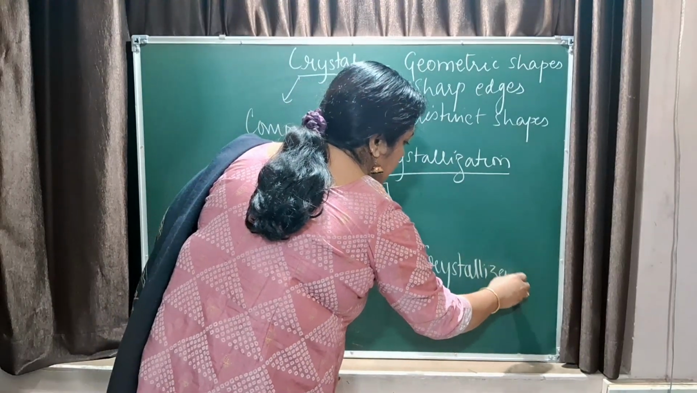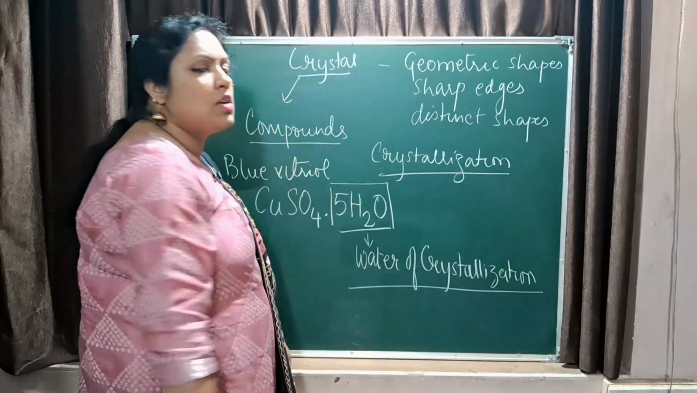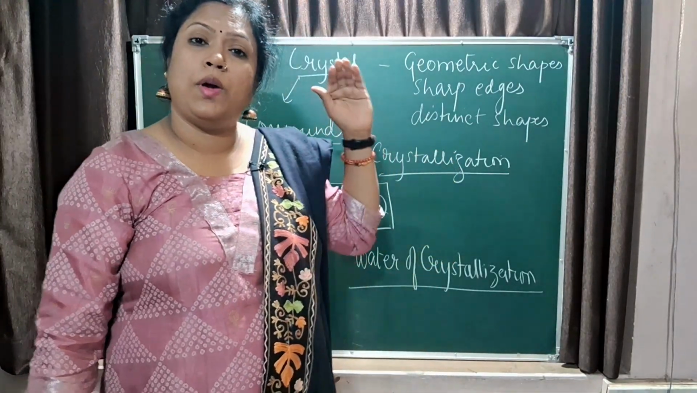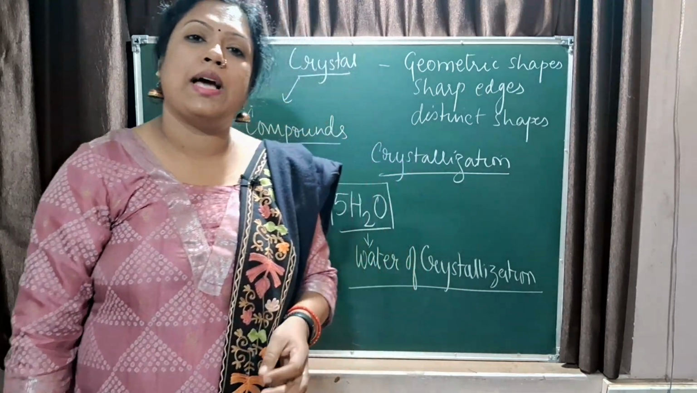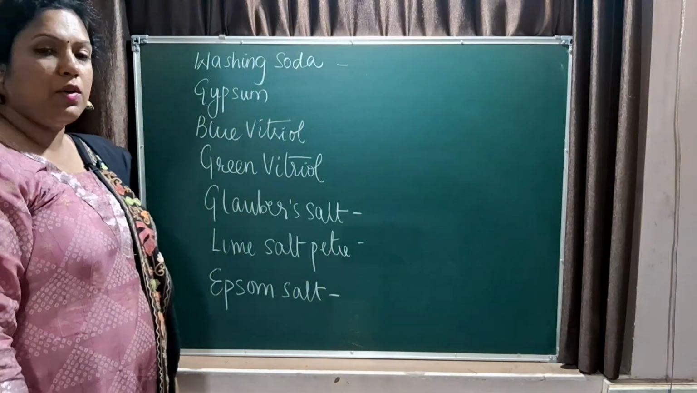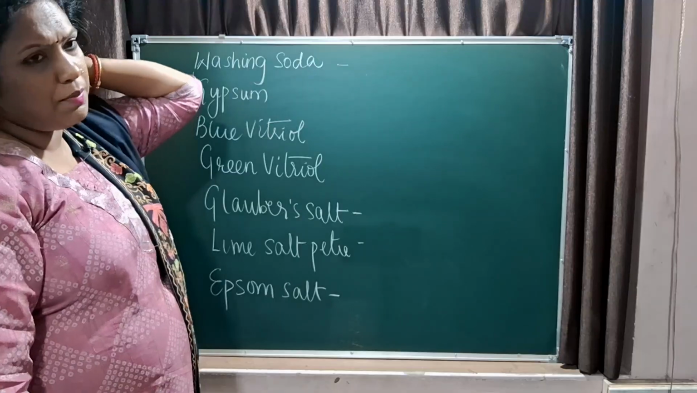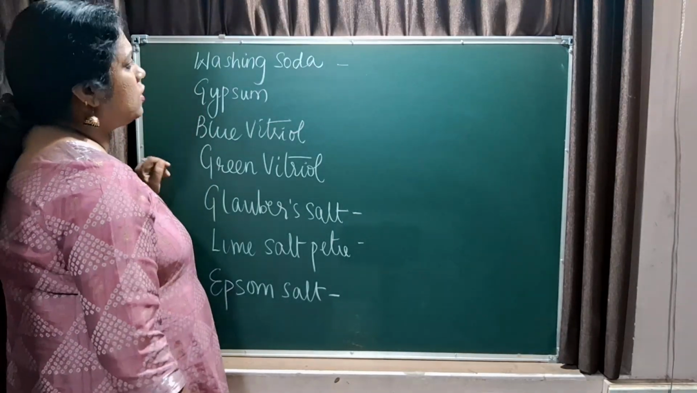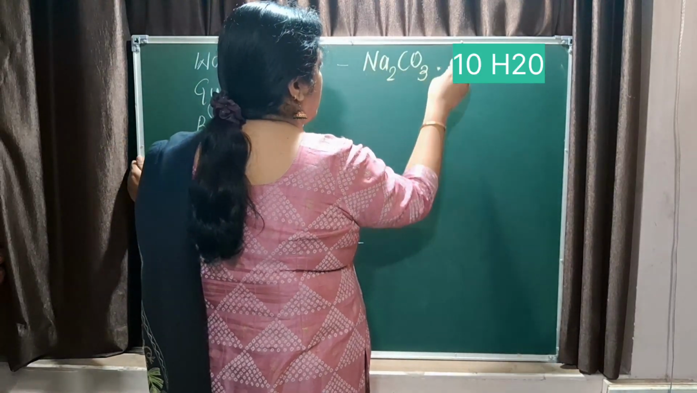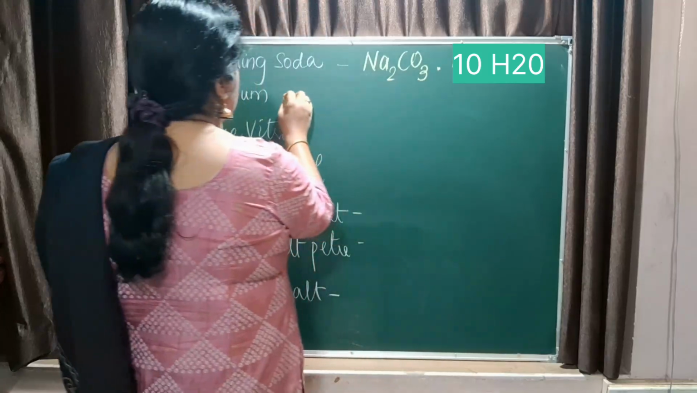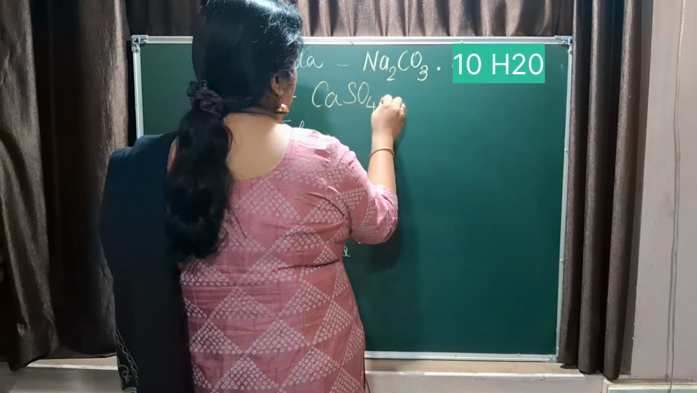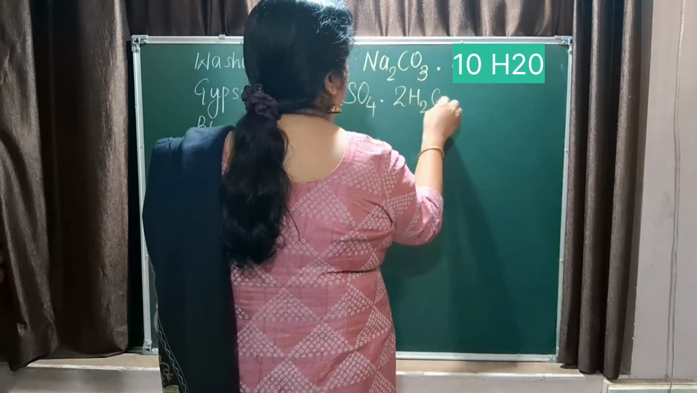Water of crystallization. So any kind of crystal salts, if you have seen, has got a certain amount of water of crystallization. So let us take a very quick review of a few compounds which have water of crystallization attached to them. Now here are certain names that we are going to study about. These are certain compounds which have water of crystallization, like washing soda. Washing soda is what? Sodium carbonate, right? Sodium carbonate decahydrate. Calcium sulfate dihydrate.